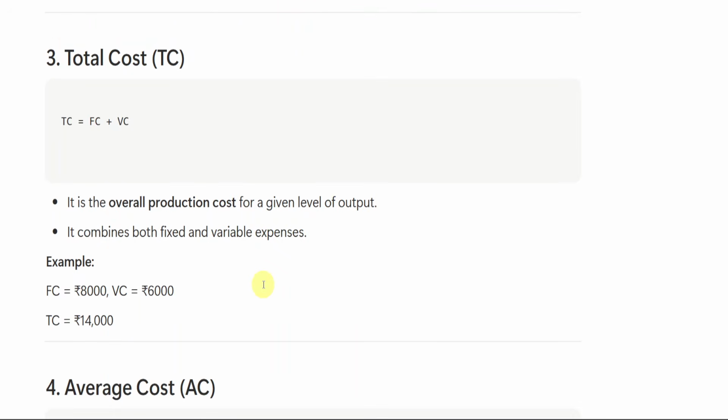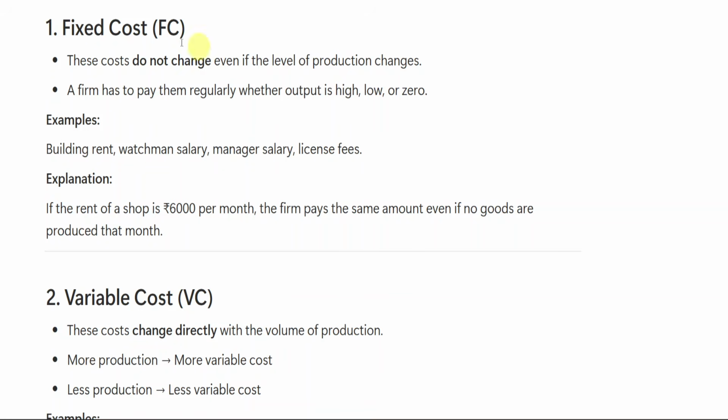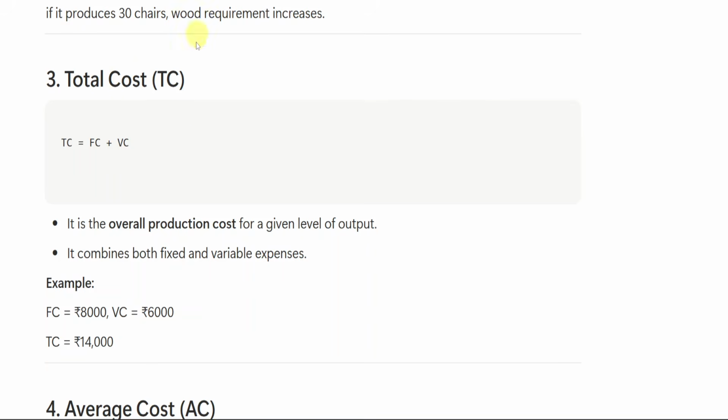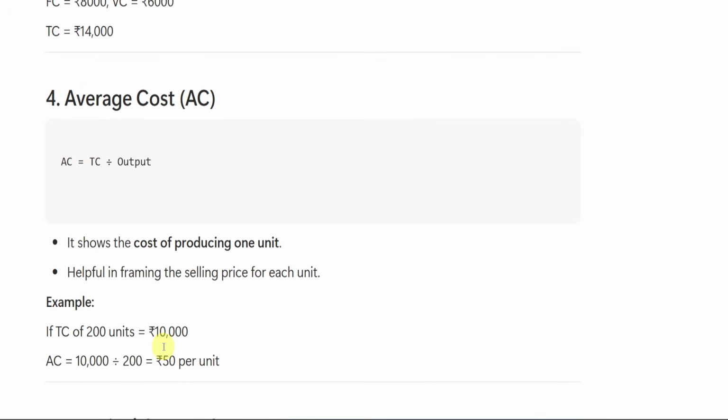Then we have total cost. Total cost is very simple. Total cost means fixed cost plus variable cost. Here we have seen fixed cost and variable cost separately, right? When we add both fixed as well as variable cost, we get our total cost. Like if fixed cost is 8,000 and variable cost is 6,000, when we add both these, we get 14,000. That is nothing but your total cost.